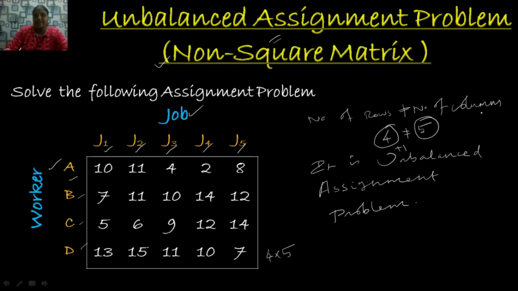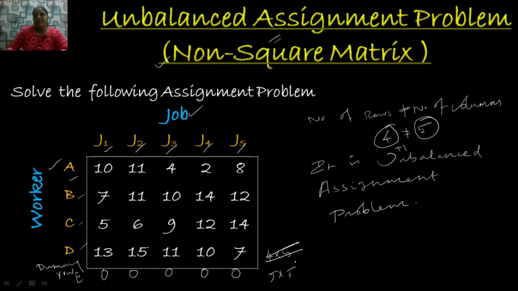So, for that, let me add one more row. That is nothing but my dummy row, and I am going to name it E. After D, we have E with 0 cost elements. So, if we introduce one more row, then the matrix becomes a balanced one. So, we get a 5 by 5 matrix instead of 4 by 5.